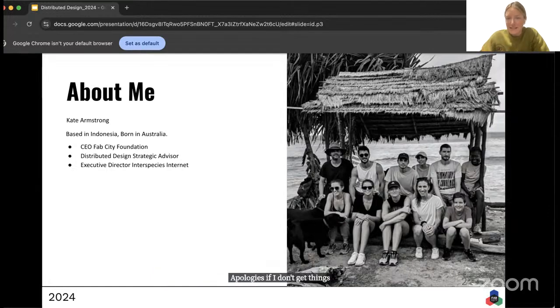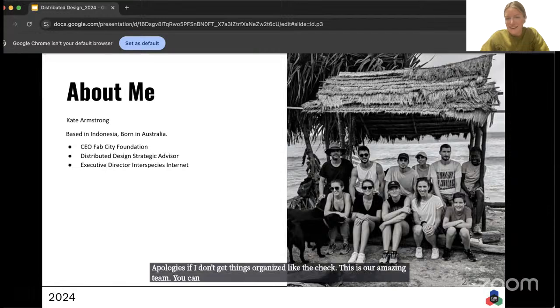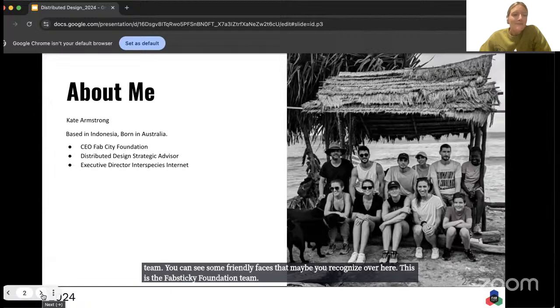This is our amazing team. You can see some friendly faces that maybe you recognize over here. This is the Fab City Foundation team.